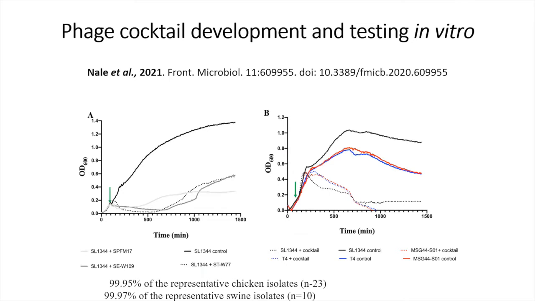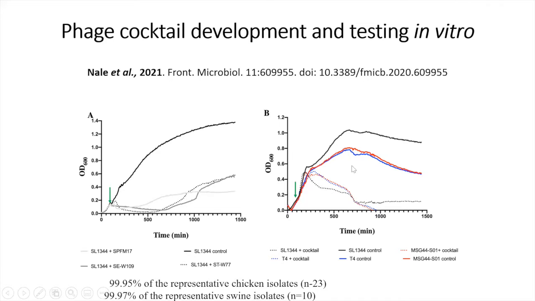When I say a new cocktail, it's because initially we optimized a 3-phage cocktail. In my graph here, figure A, we can see the individual phage infections at an MOI of 10. But when you put the three phages together, you see complete clearance. Even some cannot be detected after treatment.